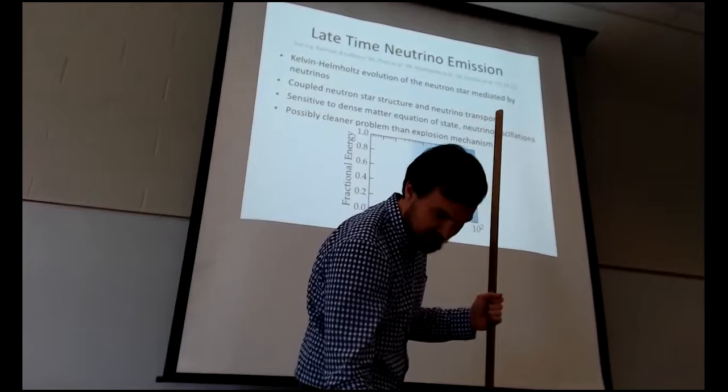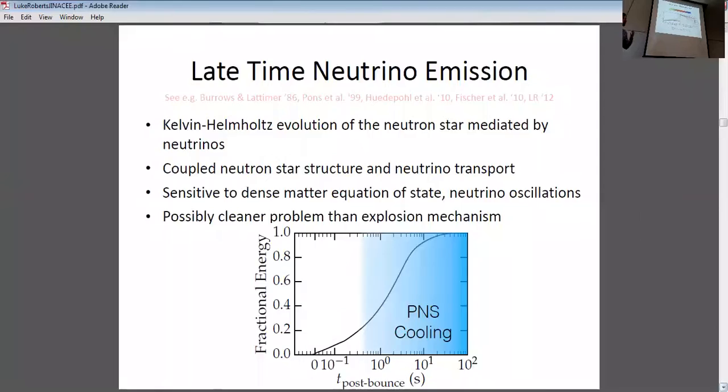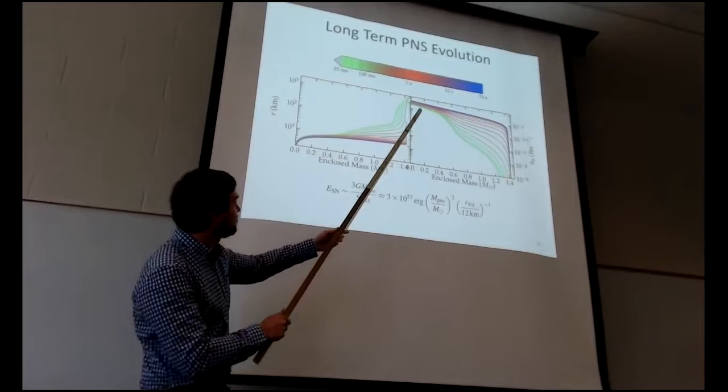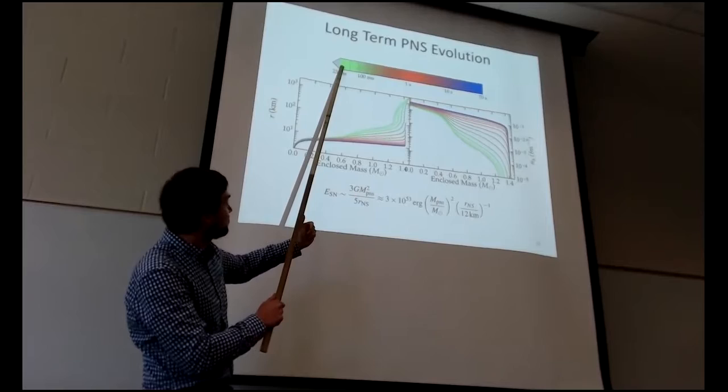And just to give you some idea of what happens during this time, I want to show you the evolution of the radius of this thing as a function of enclosed mass, and the density of this thing as a function of enclosed mass. Initially, you have this structure. This color code is a function of time: this is 25 milliseconds after bounce in the supernova, and this is up to 70 seconds.